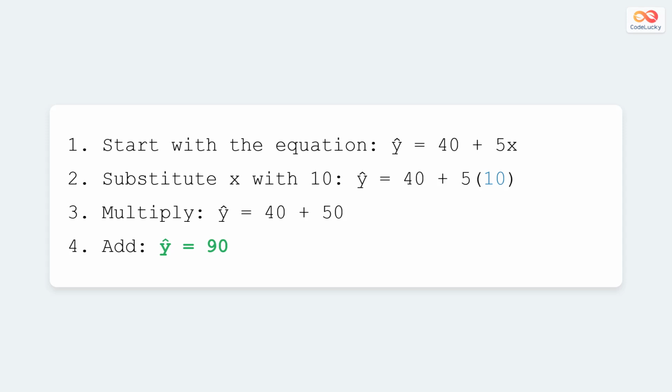First, we take our equation. Second, we substitute 10 for x. Third, we multiply 5 by 10 to get 50. Finally, we add 40 and 50 together, which gives us 90.